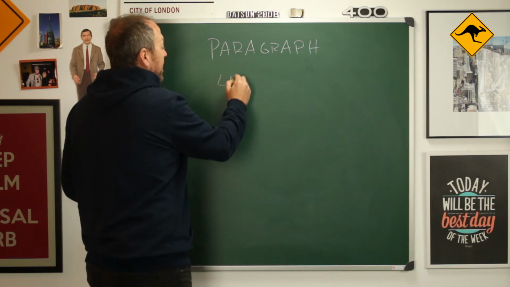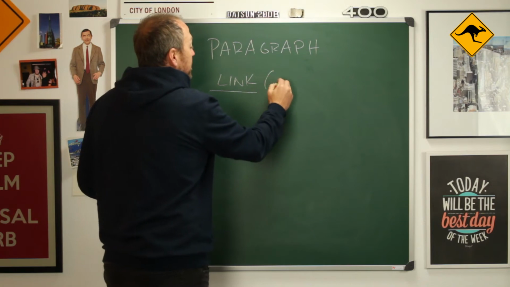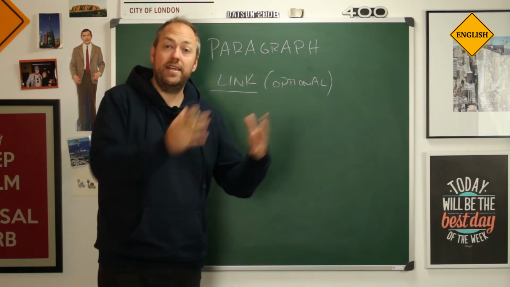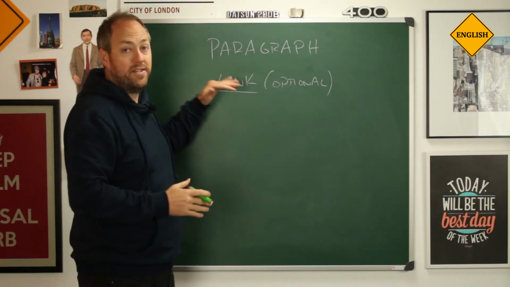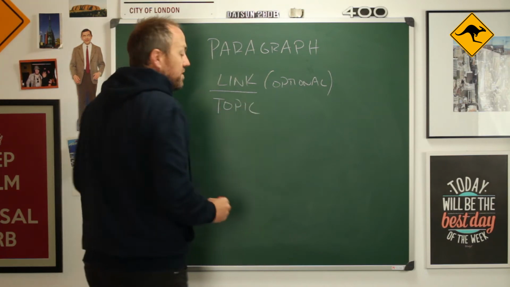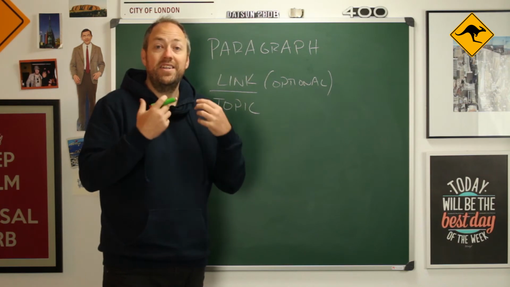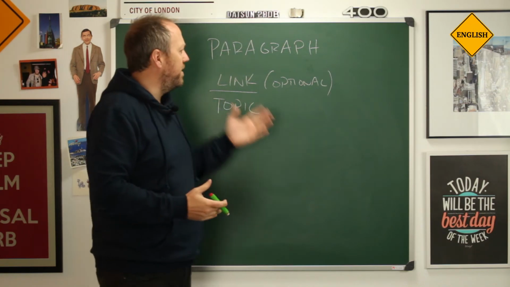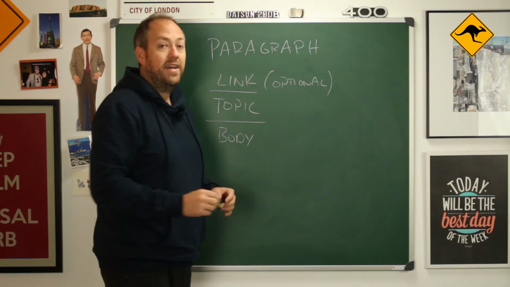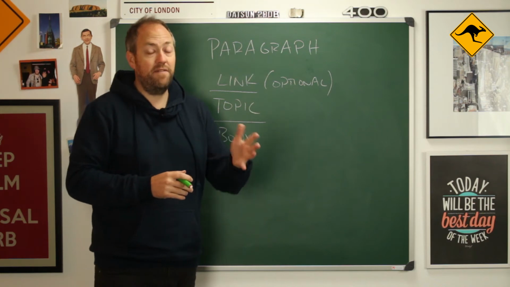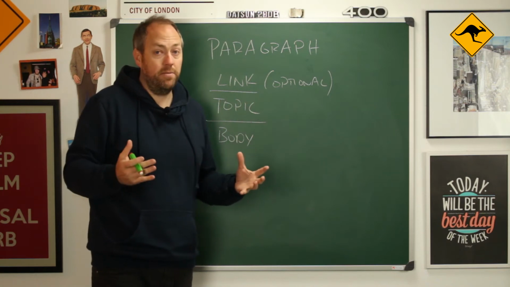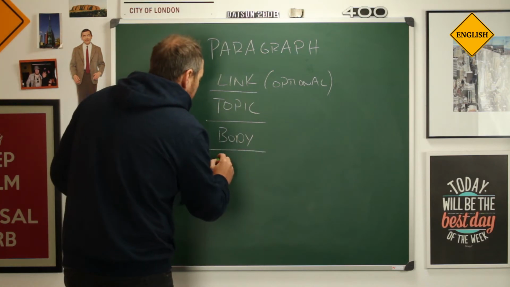So they begin with a link, but this is optional, because it depends if you had a link in the previous paragraph or not. So it can contain a link. Then we have the introduction sentence or the topic sentence. So this is one sentence telling the reader what we are talking about in this paragraph. Then we have the body, and this is usually between 3 and 5 sentences that actually explain our idea or our argument. And then finally, we have the conclusion.